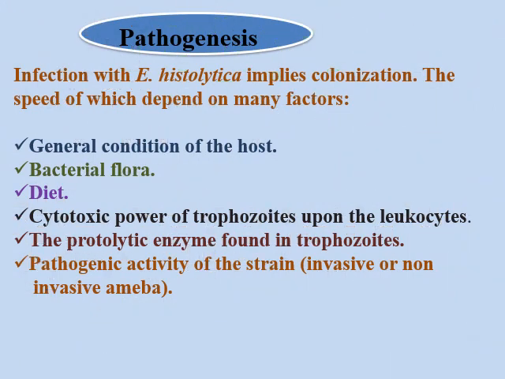The infection with Entamoeba histolytica implies colonization, the speed of which depends on many factors, like the general condition of the host, the bacterial flora present, the diet of the host, the cytotoxic power of the trophozoite upon the leukocyte, the proteolytic enzymes found in the trophozoite, and the pathogenic activity of the strain, invasive strain or non-invasive amoebae.